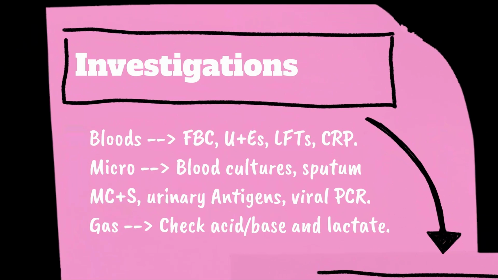We could also consider getting urinary antigens for pneumococcus and Legionella, and this would further help us target our antibiotic choices. We could also consider getting a blood gas, and this would allow us to check the lactate if we're concerned about severe systemic infection, for example sepsis, and also to assess their acid-base balance. And also if we're concerned about their oxygenation levels, we could also do an arterial blood gas to check their PO2.